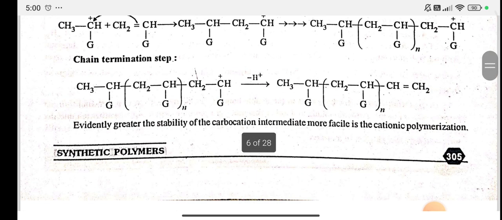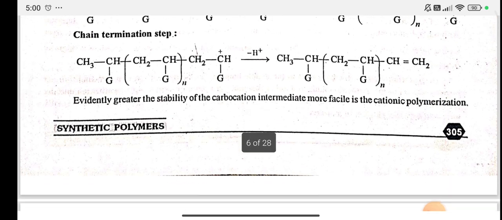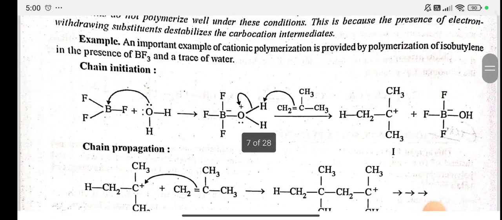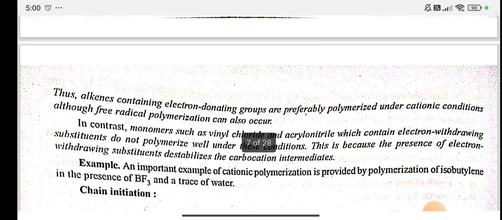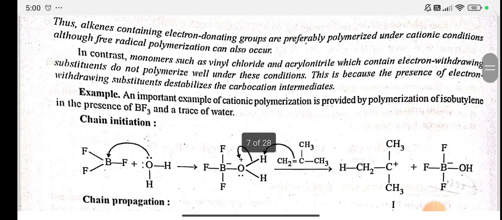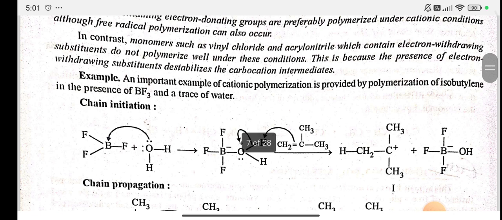Evidently, the greater the stability of the carbocation intermediate, the more facile is the cationic polymerization. Thus, alkenes containing electron donating groups are preferably polymerized under cationic conditions, though free radical polymerization can also occur. In contrast, monomers such as vinyl chloride and acrylonitrile, which contain electron withdrawing groups, do not polymerize well in these conditions. This is because the presence of an electron withdrawing substituent destabilizes the carbocation intermediate.